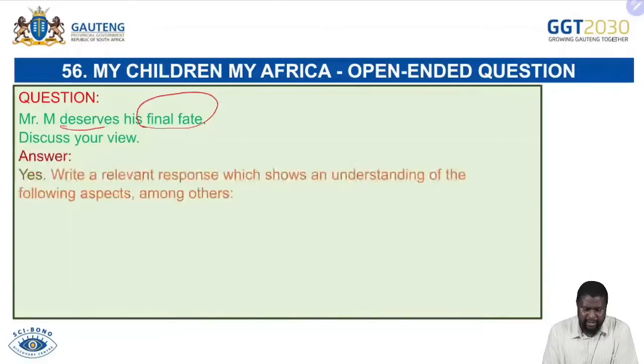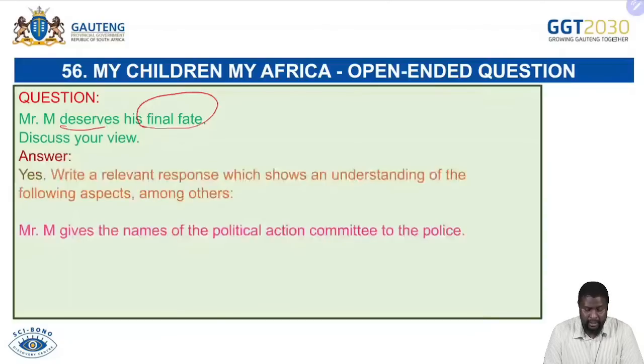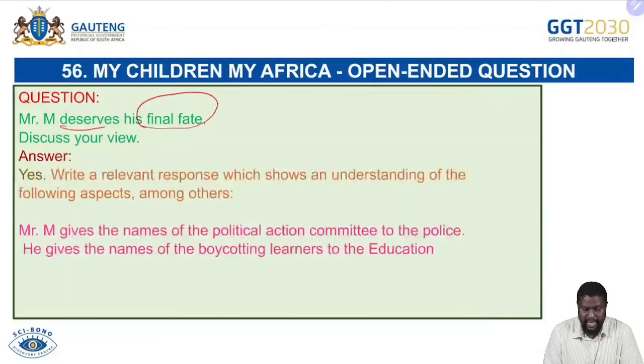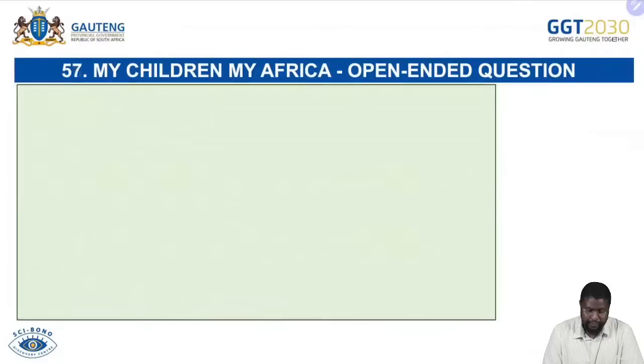Here's an answer. Write a relevant response which shows an understanding of the following aspects among others. He gives the names of the Political Action Committee to the police. He gives the names of the boycotting learners to the Education Department. He refuses to join the boycott. Or you can say no. Mr. M gives the names of the boycotting learners in the hope that they will return to the classroom. His intention was not for them to be arrested or anything bad to happen to them. He just wanted the boycotts to end. Therefore, he does not deserve his fate. He doesn't deserve to die the way that he did.